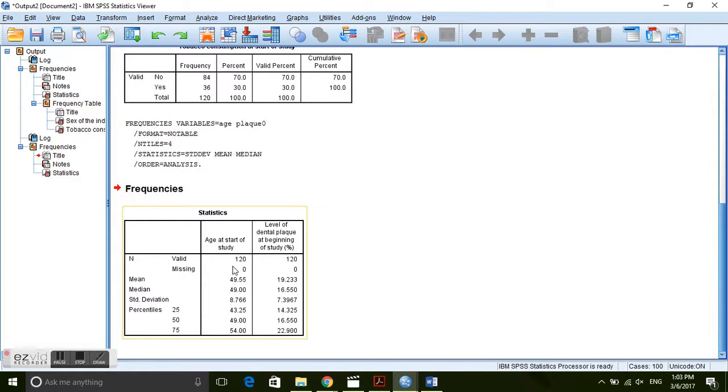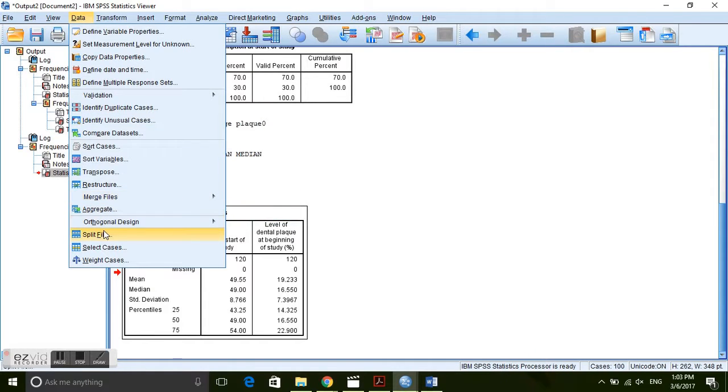Okay. So we have age here, and we have level of dental plaque. For age, we want to take the mean, which is 49.55, and we want to take the standard deviation, which is 8.766. And then for dental plaque, we want to take the median, which is 16.55, and the interquartile range, so you will write this 14.32 and 22.9, since the interquartile range is the 25th and the 75th percentile.